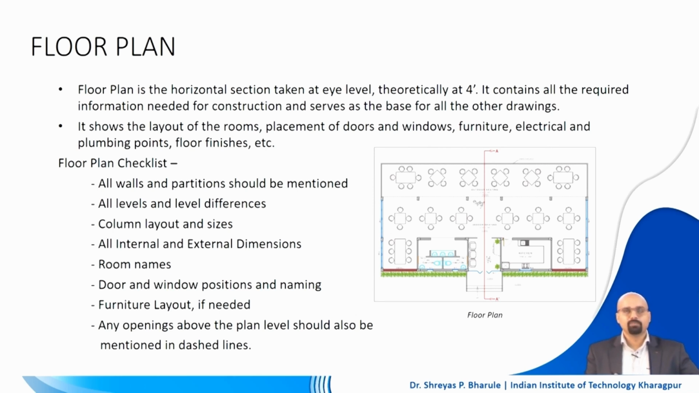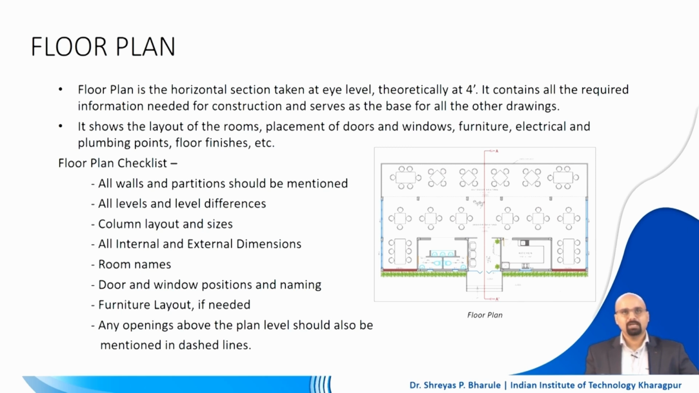Next you will have room names. So whether there is a kitchen, whether there is a living room, there is a drying area or a toilet or a bathroom and things like that. So all the rooms are to be named and to be mentioned in that particular drawing. Then you will also have your doors and windows positions and the naming. So we will talk about naming in detail in the subsequent slides when we discuss schedules. So these are to be mentioned in the drawing, right.